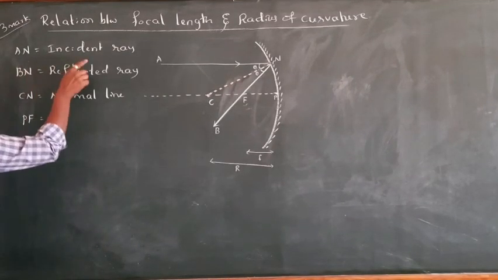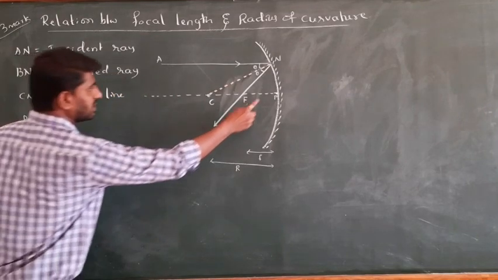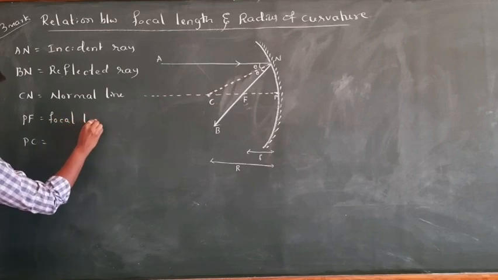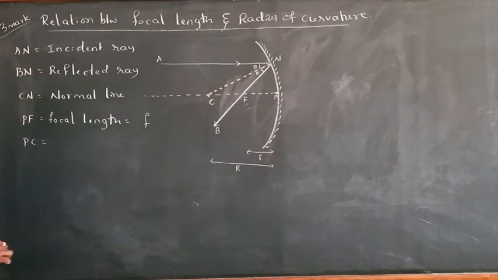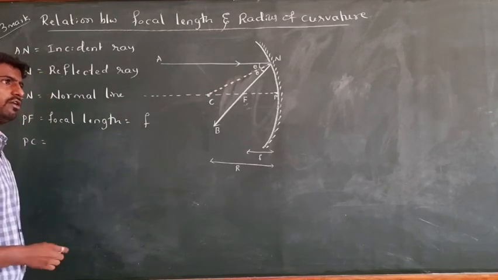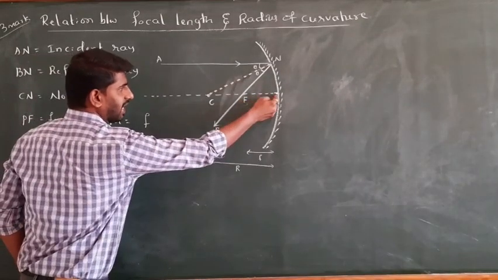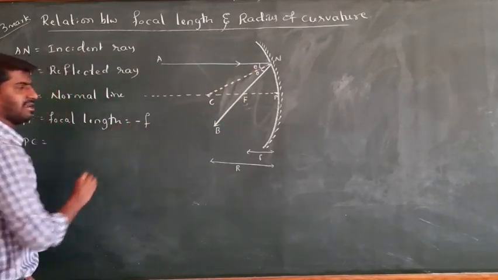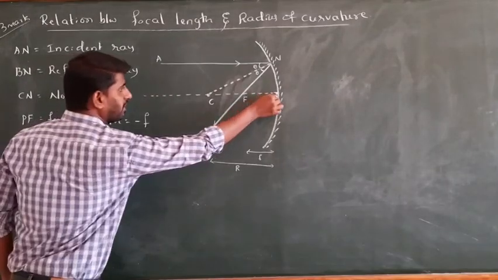Okay, incident ray, BN is reflected ray, CN is normal line. And what is the distance PF? So this is focal length, and symbol is F. And see what should be the sign, positive or negative. As per the sign convention, our measurement is in the direction opposite to the incident ray, so that's why this distance is negative. Okay.